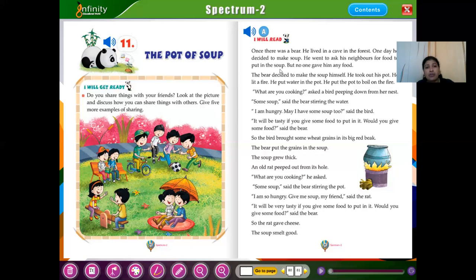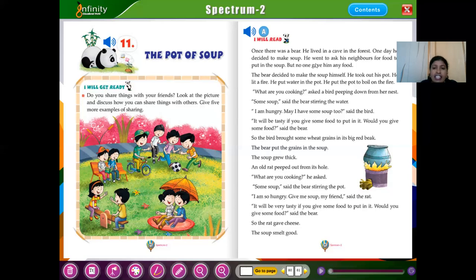Already I told you the soup is a liquid food that is made of vegetables and corn or some grains or maybe meat. So when the bear decided to make a soup, he went to ask his neighbors for food to put in the soup. But what happened? No one gave him any food. Okay, children. No one has given any food to the bear.